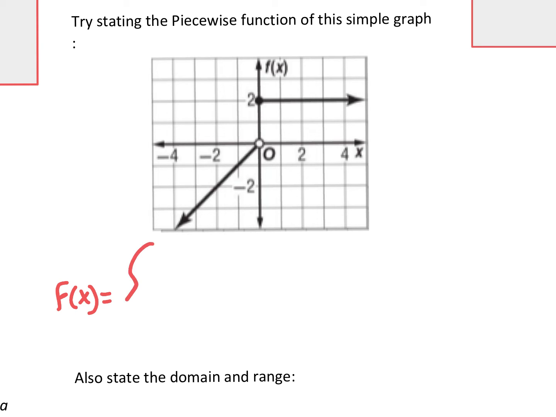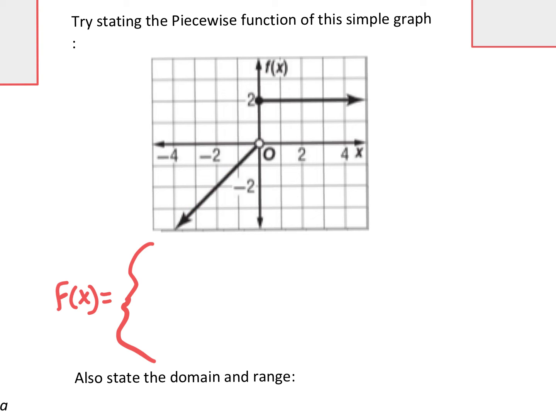I want to put some brackets, but they don't have to be that huge because I don't need 3 equations on this one. How many equations do I need? 2. That's right. So again, which one do I look at first? Should I look at this one up here or this one down here? This one down there. Why? Because from left to right, that's the first one that I see. So that's the one I'm going to work with.